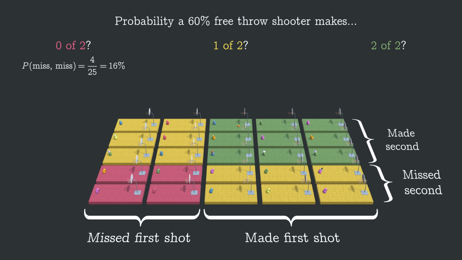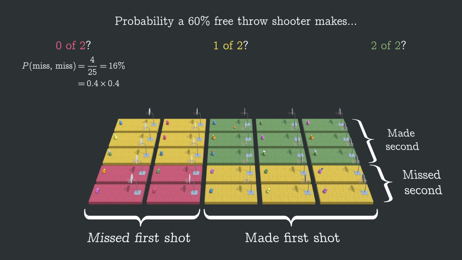And this is the same number we would have gotten by multiplying the probabilities of the individual shot outcomes. The probability of missing the first shot is 40%, then 40% of those 40% also miss the second shot, and 40% of 40% comes out to 16%.